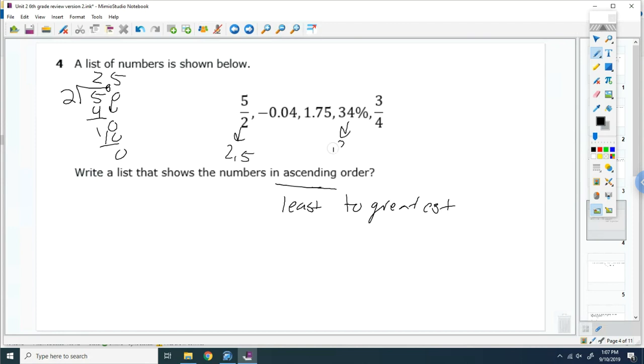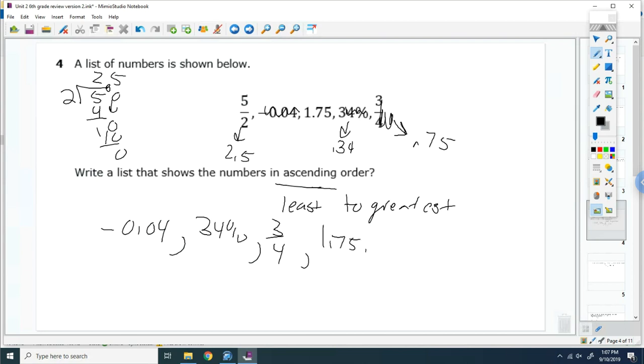34% is just 0.34. And then 3/4 is just 0.75. So my least number would be negative 0.04. My next number would be 34%. Next one would be 3/4. Next one would be 1.75. The next one would be 5 over 2.